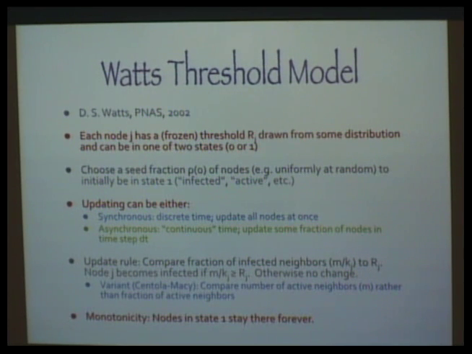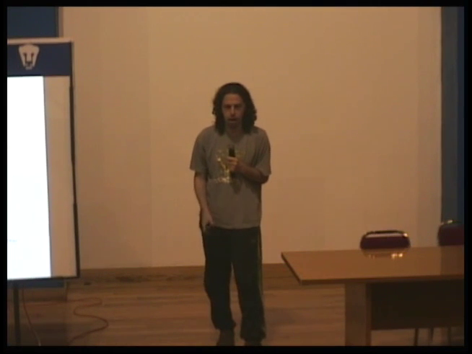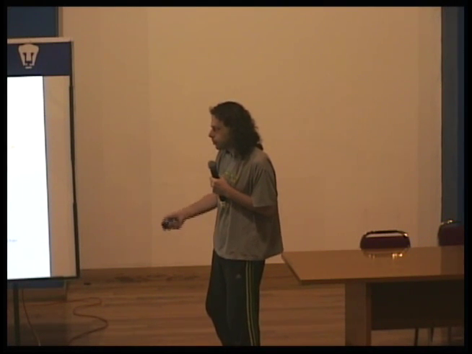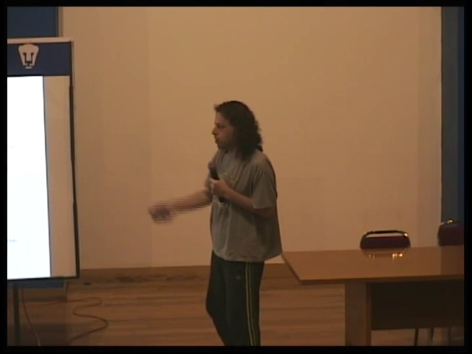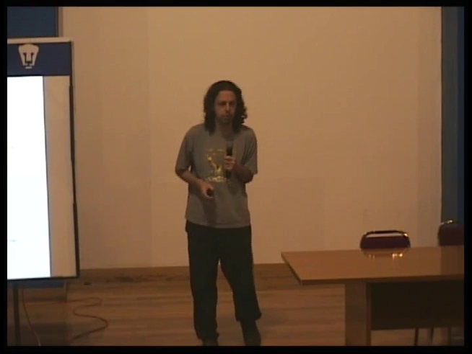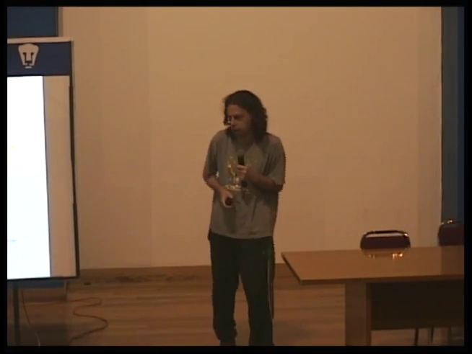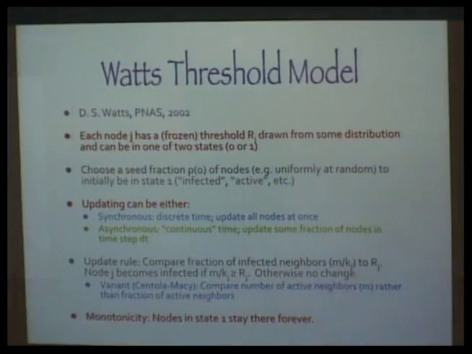I choose some fraction of nodes, maybe uniformly at random, or maybe I only choose one node, and I say that those nodes are active. Those nodes are early adopters, they have state one. That's different in different realizations, so you would average over different realizations. So maybe node number one is active in the first one you try, or node number two is active in the second, and I'll show a plot to illustrate that a little bit.